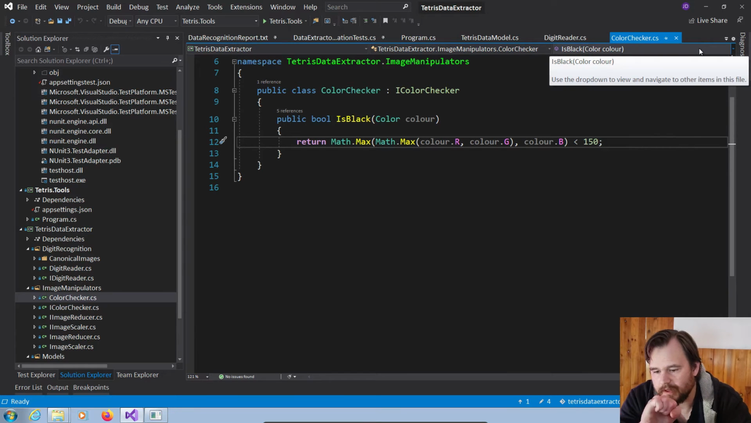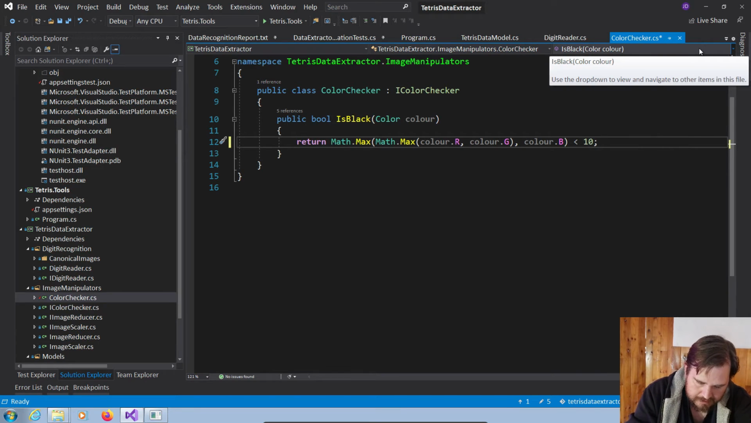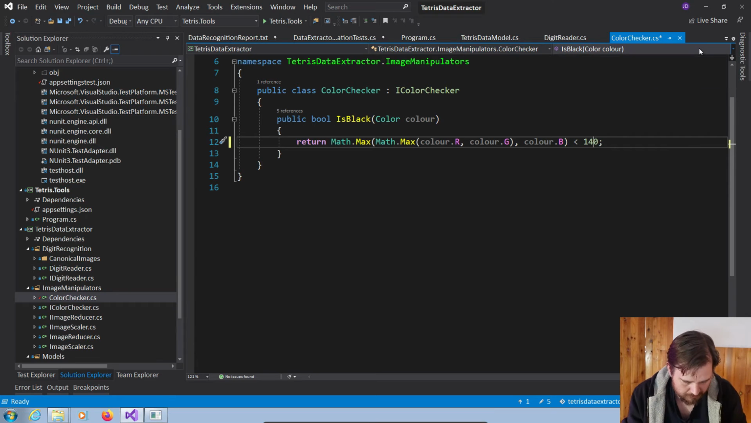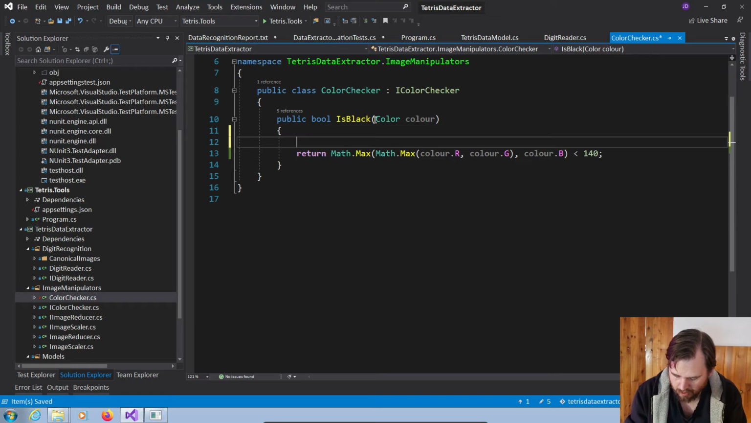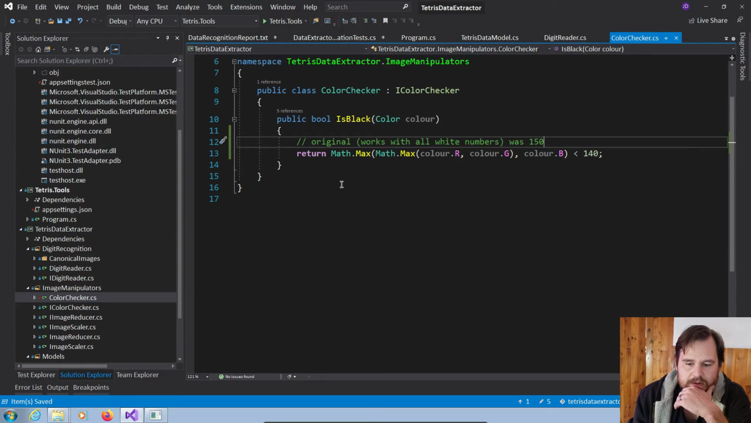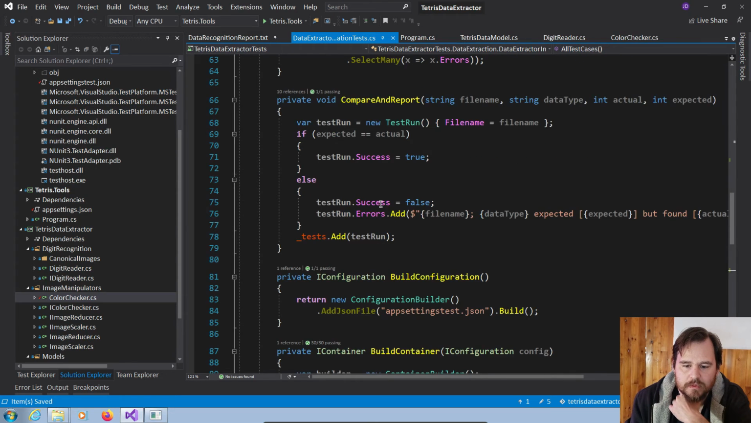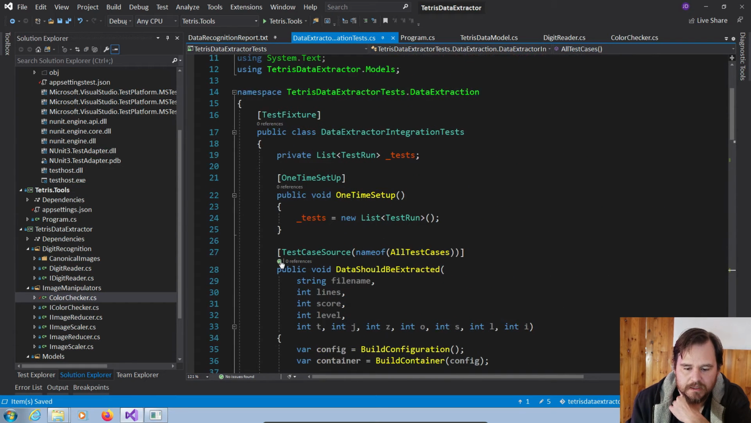We're at 150. Let's allow more to be black. So I'm going to put a comment here saying original works with all white numbers was 150. There we go. So now I'm going to manipulate this to my heart's content. And I will run this again.